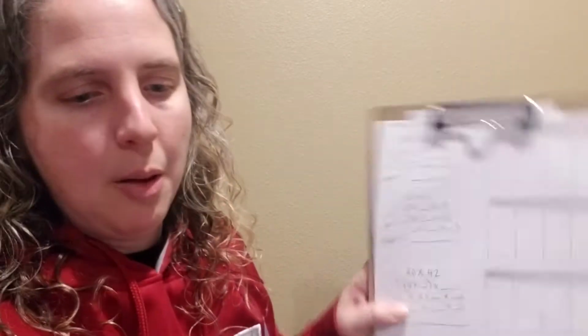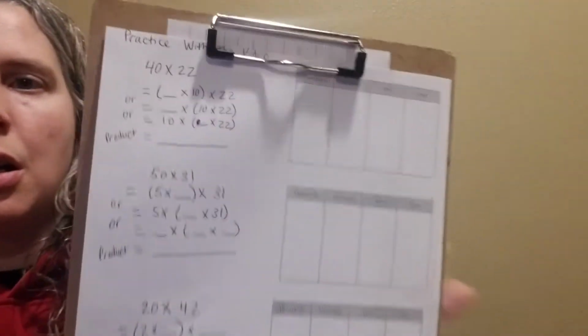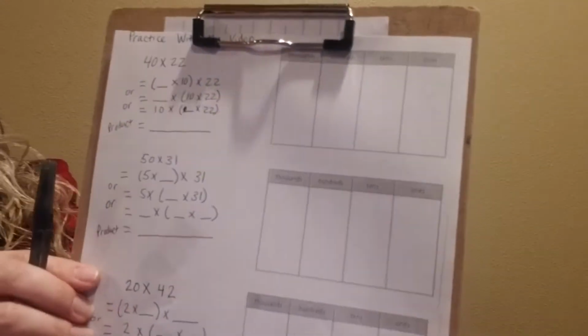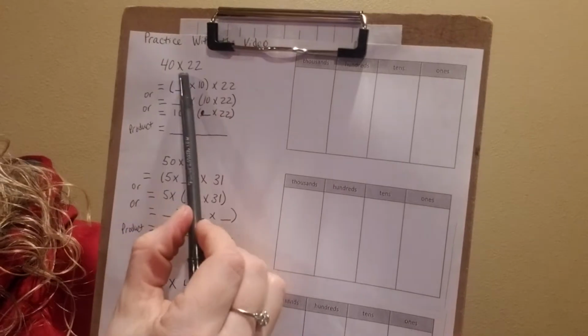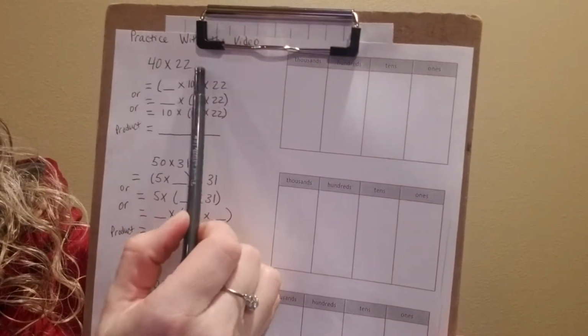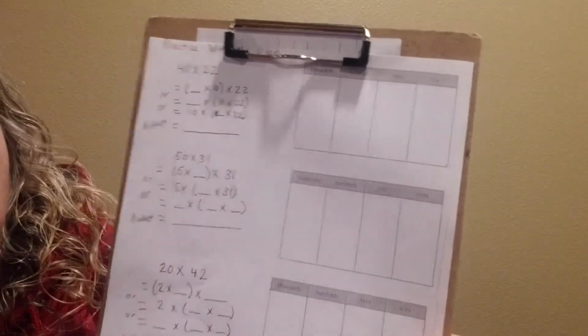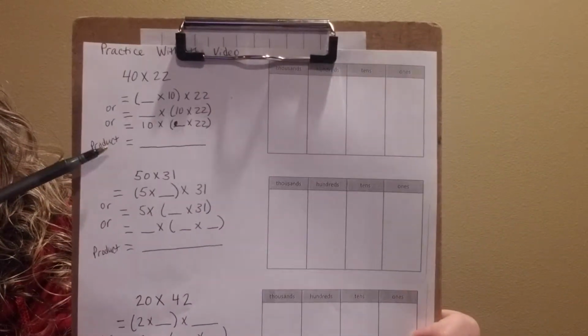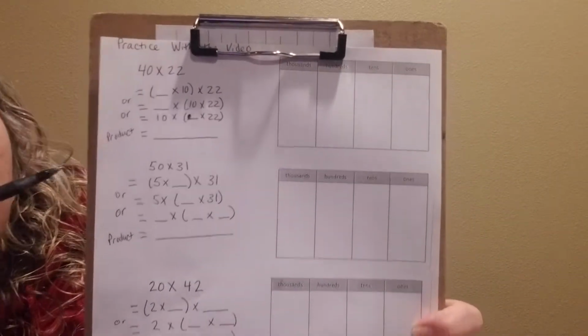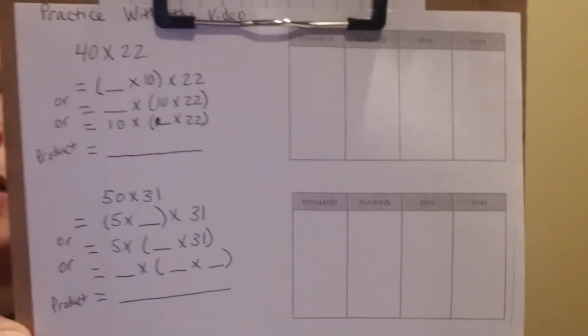All right, you're gonna grab it, put it on your desk, on your clipboard. It doesn't really matter. I want you to look at the problem we have. The two factors we have are 40 and 22. And we want to know what that equals, because it's factor times factor equals what? Product.